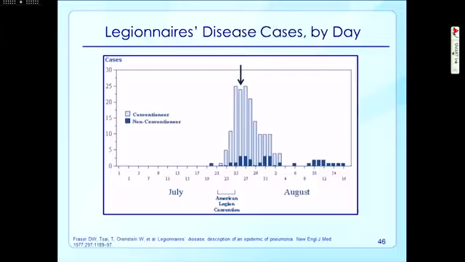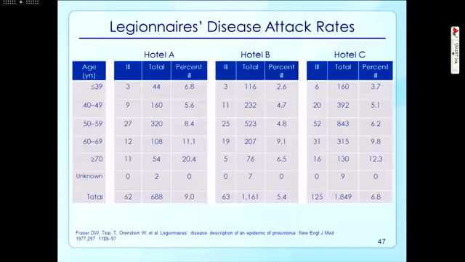However, this descriptive analysis only tells us what can be read directly from this graph and data. And analytic processes take us one step further in testing any hypothesis we would generate. You'll remember from the discussion before that the investigation suggested that the illness was somehow associated with Hotel A. This table lists the rates of illnesses among American Legion delegates by age and where they were staying, Hotel A or other hotels. So let's see what the data tell us.